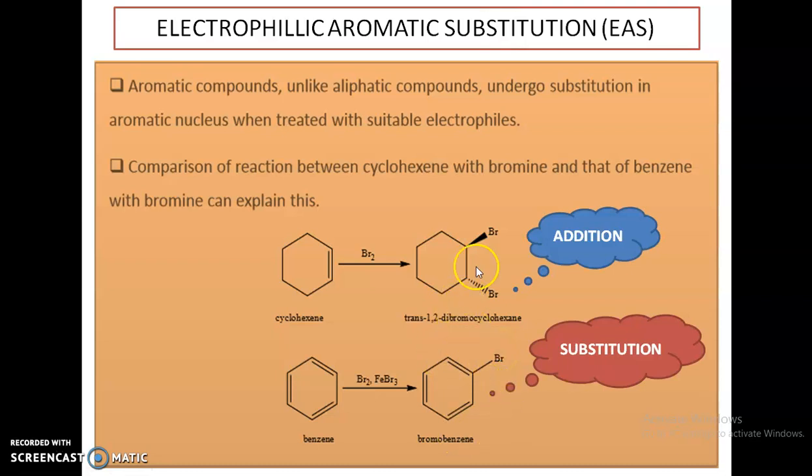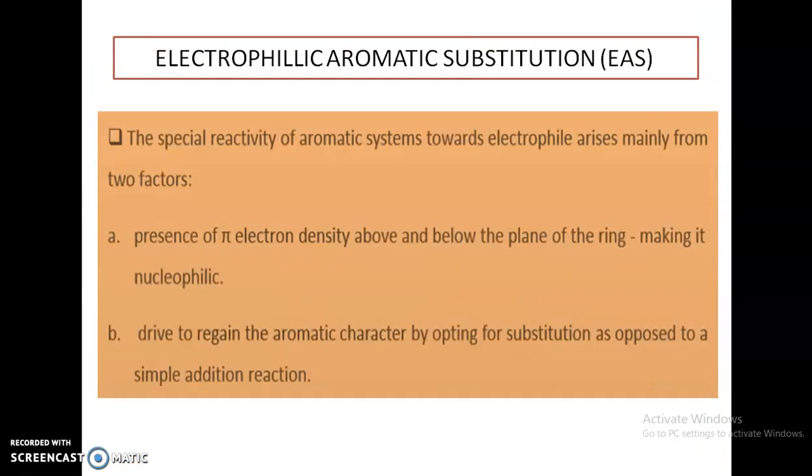So a major difference is that on halogenation of unsaturated alkenes or alkynes, I get an addition product, and hence all alkenes undergo electrophilic addition reaction, whereas all aromatic species undergo substitution. This is a very important thing to remember. So the specific reactivity of these aromatic systems, why do I not get an addition product and only get a substitution product, is just because of the presence of pi electron density above and below the plane.